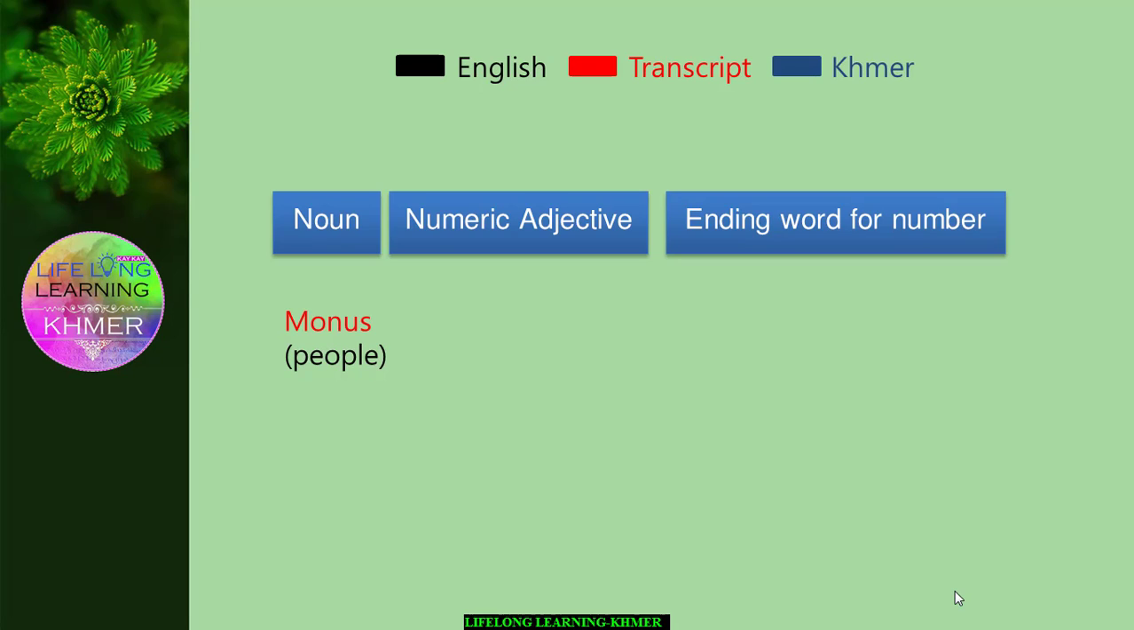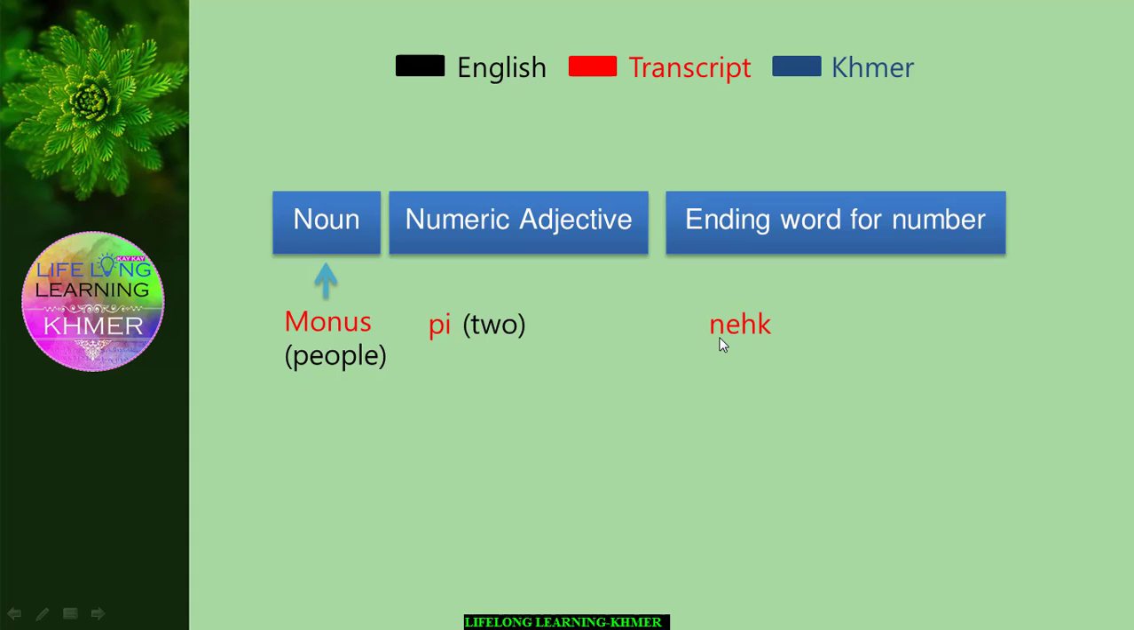Menu, pi. So pi, which is 2, is the numeric adjective which modifies people here. But you cannot just say menu pi. We need an ending word for this one, which is ne. This is the ending word for numbers which we use to talk about people. So again we say menu pi ne.